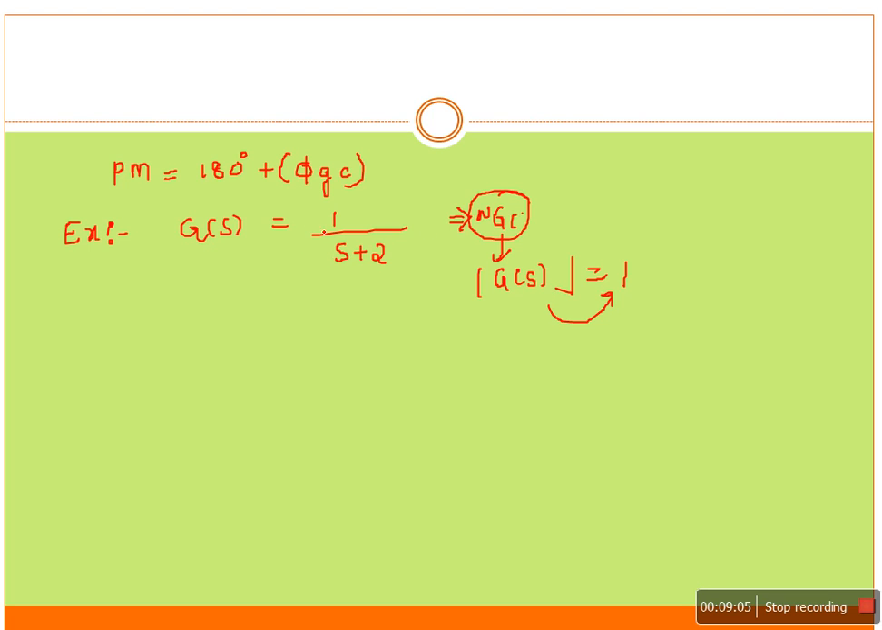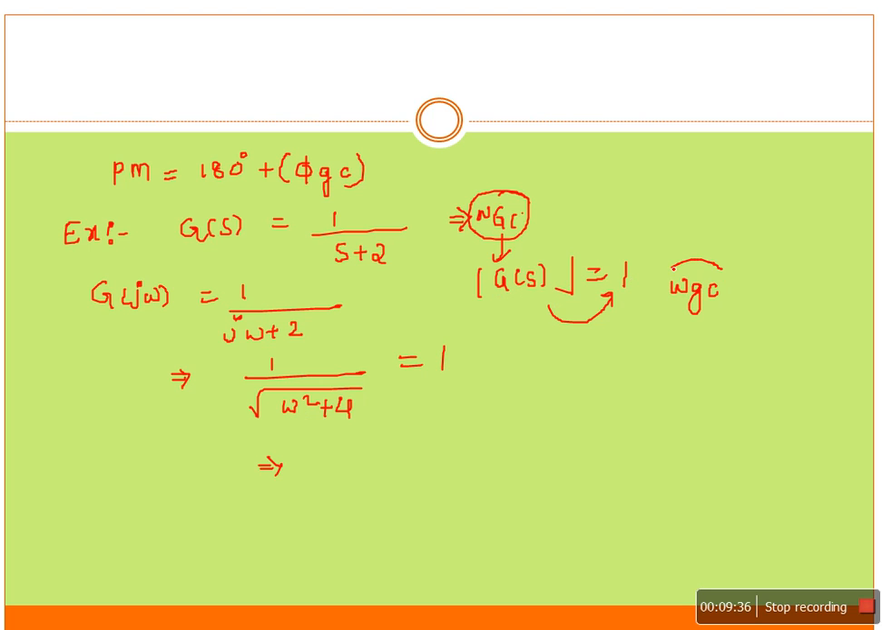So I am trying to calculate the magnitude of this open loop transfer function. G of j omega equal to 1 by j omega plus 2. So magnitude will become 1 by square root of omega square plus 4. So just equate this to 1. Then what you will get? If you equate the magnitude of open loop transfer function equal to 1, then you will get the gain crossover frequency. It will be denoted with omega gc. So 1 by square root of omega gc whole square plus 4 equal to 1.